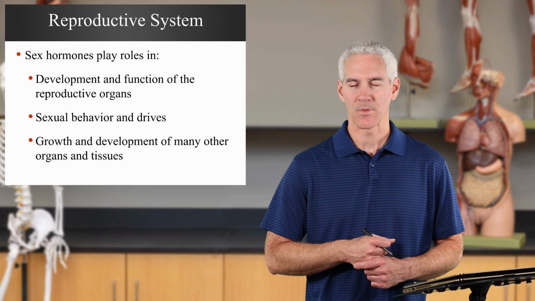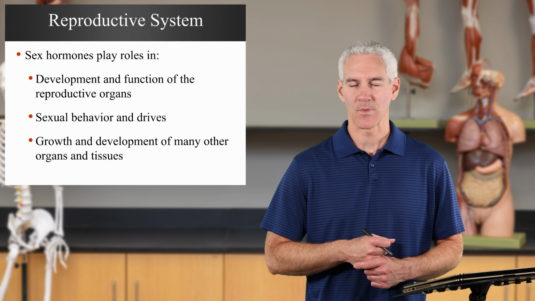You then have sexual behavior and drives. These hormones are what are basically controlling libido. They're controlling the urges one will feel. And you're looking at the bottom here, growth and development of other organs and tissues. Well, it's not just the ovary and testes that are being controlled and helped by these, but various other organs and tissues throughout the body are also having small roles from these hormones playing a part.